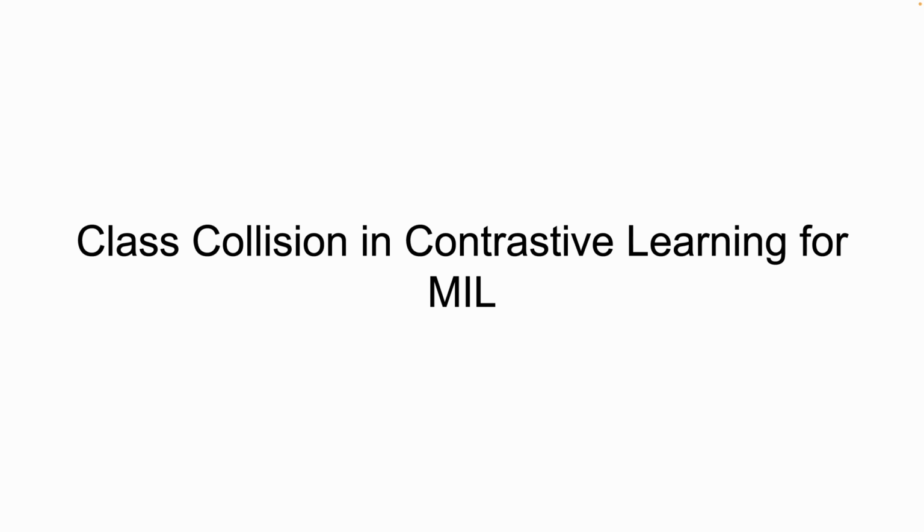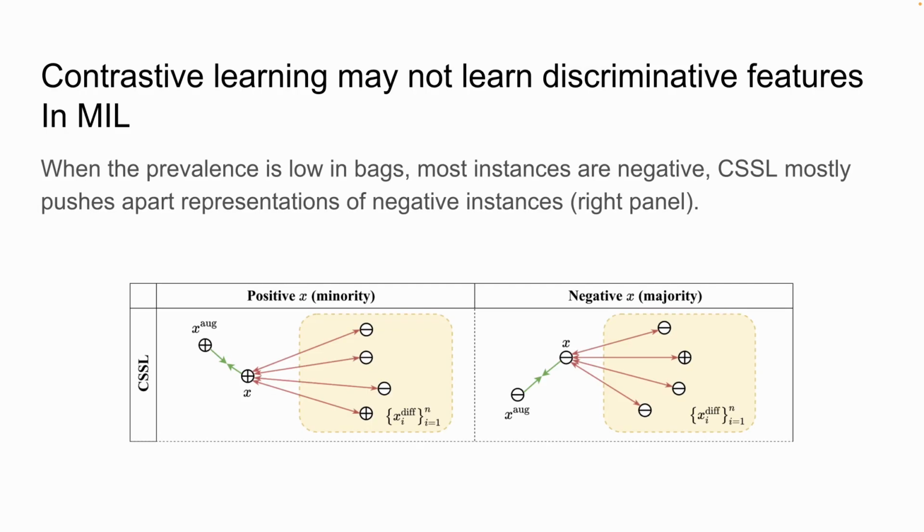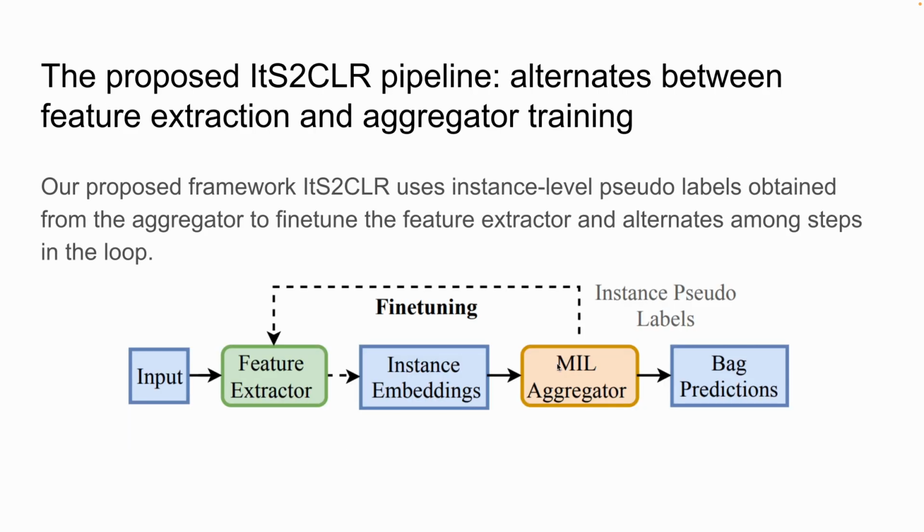However, in this scenario, there is an issue. Since the prevalence of positive instances can be very low in bags, most of the instances are actually negative. When you sample the pairs that are supposed to be negative pairs, they actually belong to the same class. So contrastive learning pushes apart representations of negative instances, as in the red panels, when they should be pulled together. That will result in a less discriminative representation.